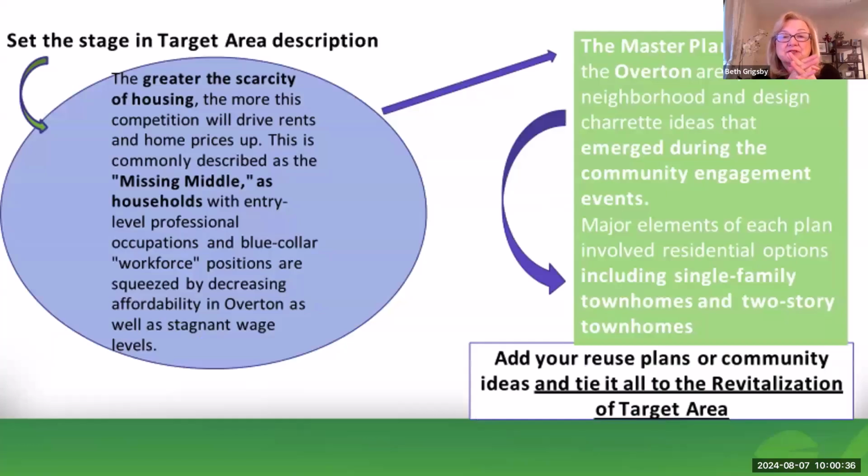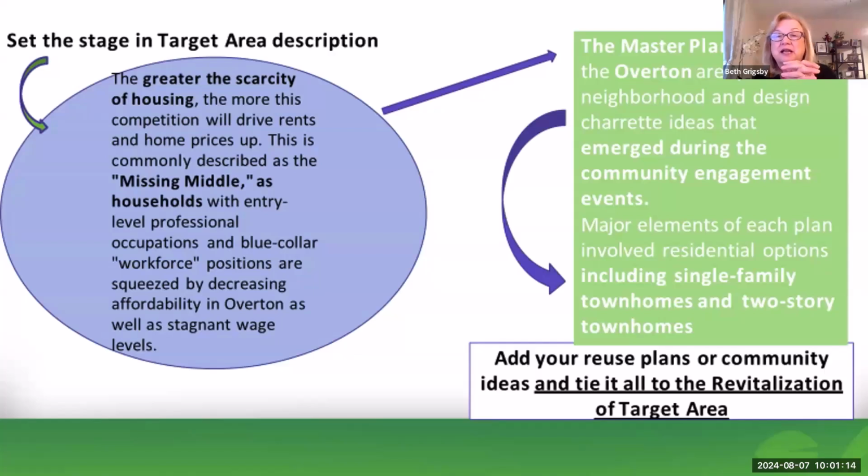So this is just an overview of setting the stage in the target area. The greater the scarcity of housing, the more this competition drives rents up. There's what they call the missing middle, as households with entry-level professional occupations and blue-collar workforce are squeezed by decreasing affordability in the area. So with that, you set the stage in the target area, which leads to the master plan focused on the Overton area.